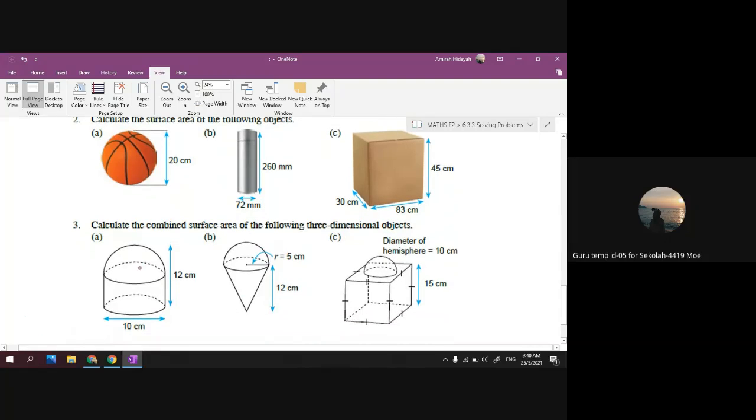So let's look at A. So A ni, this is a hemisphere, right? So to find the surface area of hemisphere, the formula is 3 pi r square. So, kamu boleh catat dekat buku kamu tu. So later, bila kamu nak cari total surface area, just use this formula to find the surface area of this hemisphere. So it is 3 pi r square.